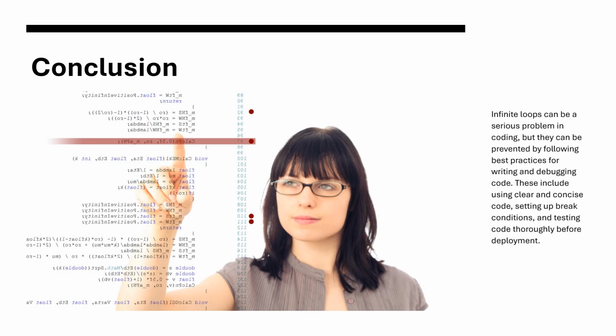Conclusion. Infinite loops can be a serious problem in coding, but they can be prevented by following best practices for writing and debugging code. These include clear and concise code, setting up break conditions, and testing code thoroughly before deployment.